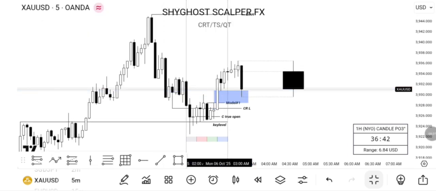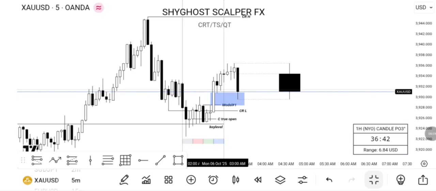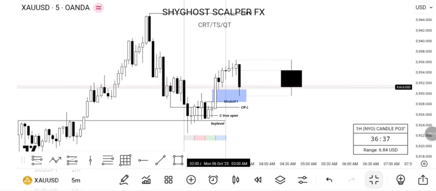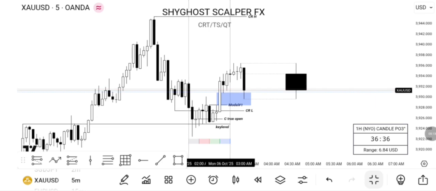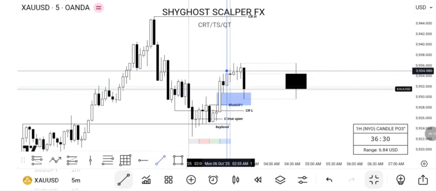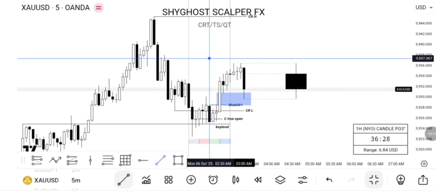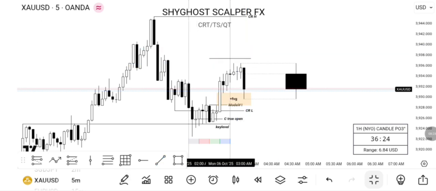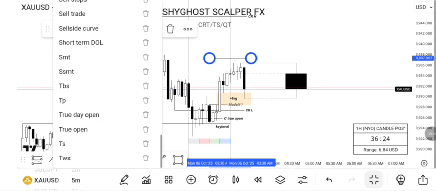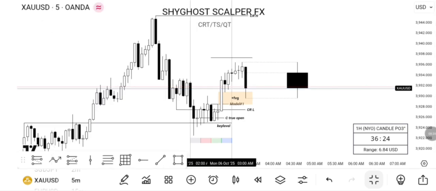So since it overlaps with our FEG, it's giving us what? A strong confluence to enter from this level, right? So now our first target is gonna be what? 50% level, somewhere here. It's gonna be our 50% first take profit, right?